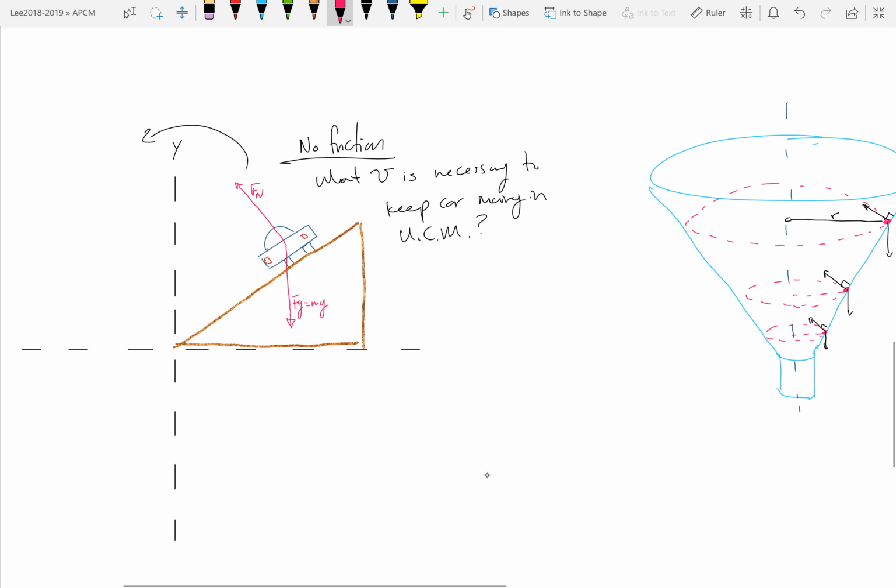Normal force right there. And then there's no friction, so that's it. Okay, now with the coordinate system we have set up, this is usually the most convenient way to think of the coordinate system when you talk about a banked curve. That's how it's demonstrated most of the time, is that you make your x-axis parallel to the radial distance.